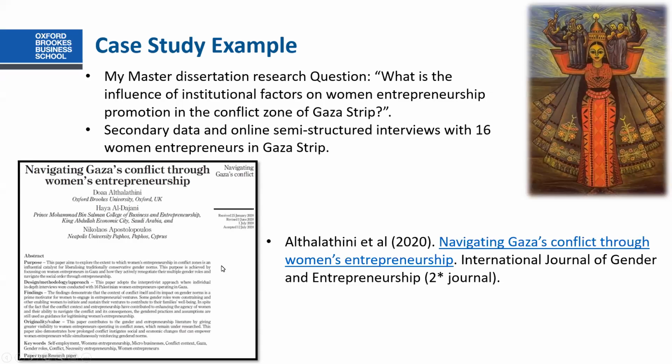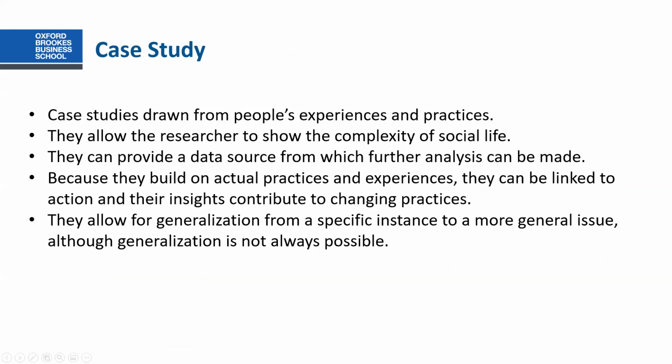And recently I published my master dissertation in the International Journal of Gender and Entrepreneurship, which is a 2-star journal. And I advise you, if you are planning to continue with academia or research after your master's degree, if you want to do a PhD, to focus on publishing your master dissertation. I published mine in a 2-star journal, which is really a good journal. So if you want to continue with research, publish your master dissertation.